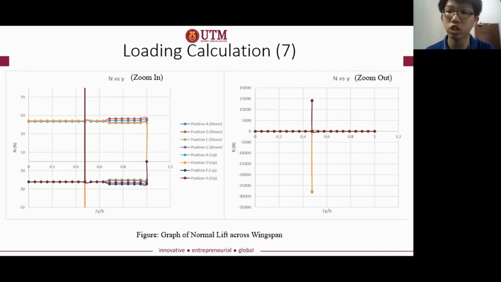However, there's a slight change in the normal lift force at a distance of 0.4 meter away from the wing root, or when the 2y over b is around 0.64. That is where the aileron is located on the wing. So the change of the normal lift force is due to the aileron, which resulted from the change in the lift coefficient that I have already discussed in the previous slides. As the aileron deflects downward, the lift coefficient increases, and hence the normal lift force increases, and vice versa.